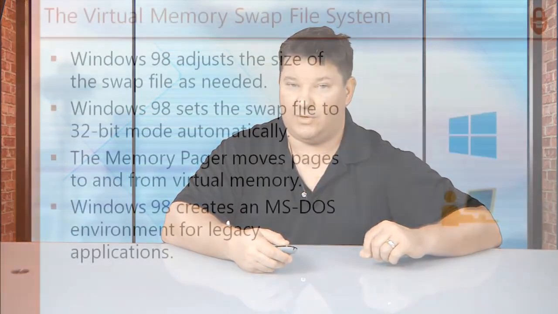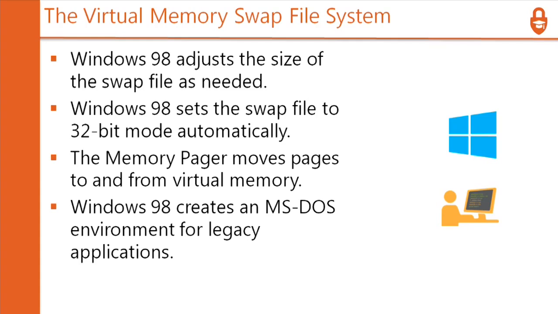So we talked about the swap file. That's where all of the stuff that's in memory is loaded. So if I get a copy of your swap file, that's pretty good, juicy stuff if I'm a security guy, or if I'm an attacker, actually. Windows 98 sets the swap file to 32-bit mode automatically. The memory pager moves pages to and from virtual memory. So we have a virtual memory manager, and then we have the memory pager, which actually manages the pages. The look ahead from the CPU tells the memory manager, and then that guy tells the pager what to load to and from memory. So they kind of figure it out together. It's a lot more complicated than that, but you can think of it logically like that.